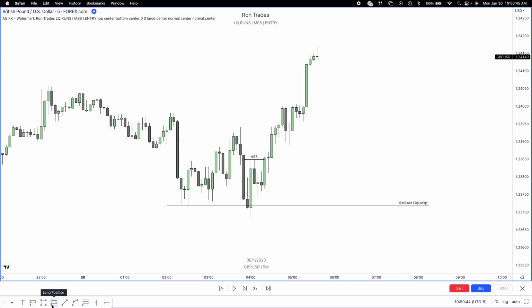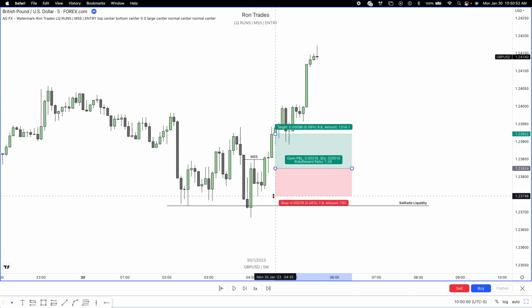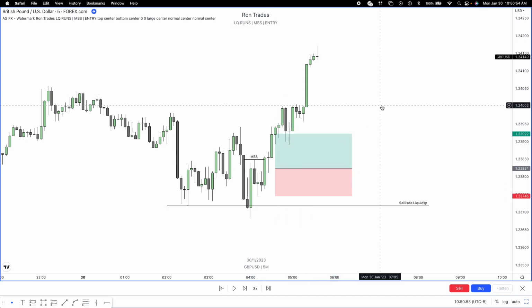I booked about a nice 2.5% off this setup here. I did not hold for the whole thing. I'm gonna be honest with you guys, I was a little bit sleepy last night. SL was right here for about 7.8 pips.